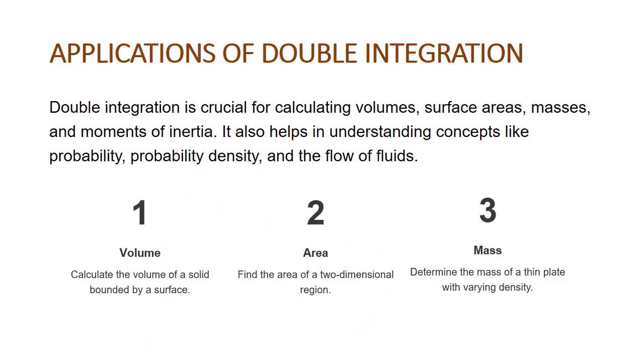The last section of this module is going to be applications of double integration. So as I said before, double integration plays a vital role in calculating volumes, surface areas, masses and moments of inertia. So it is useful for calculating the volume of a solid bounded by a surface. It helps in finding the area of a two-dimensional region, and it also helps in determining the mass of a thin plate with varying density.